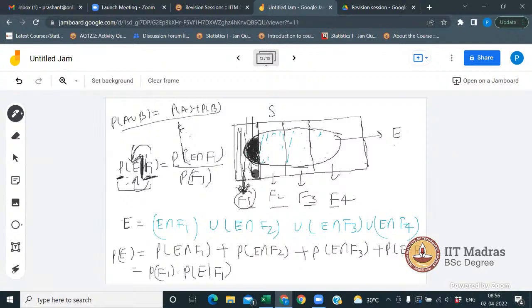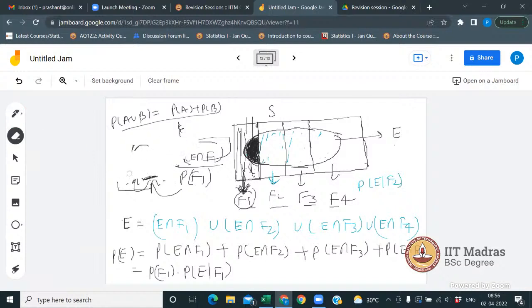So for E and F1, you can multiply these two. And similarly for E and F2, F2 has occurred, right? What is the probability of E given F2? Probability of E given F2?